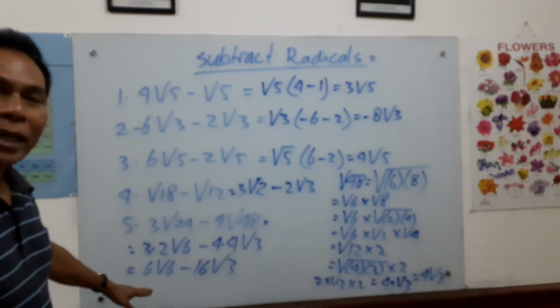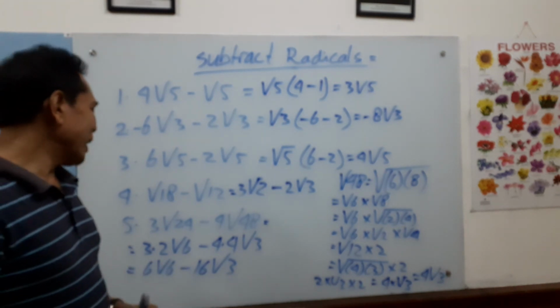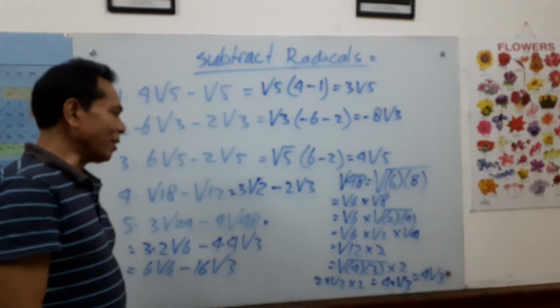So we look at the radicands, they are different. Okay, here 6, here 3. So we cannot subtract them. So this is the final answer.